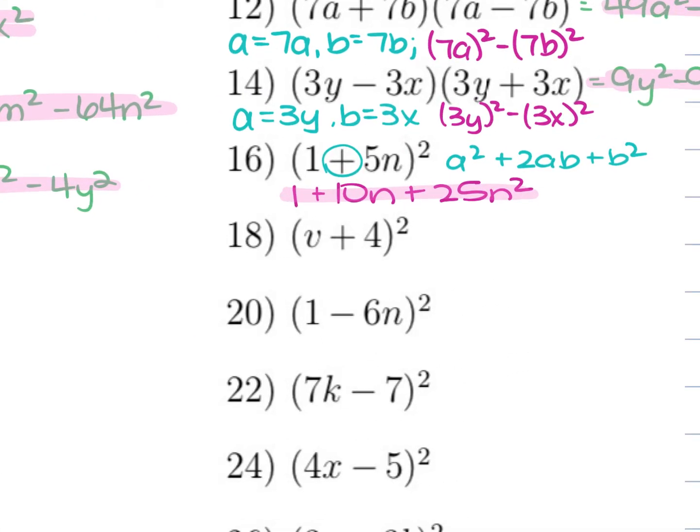For number 18, we have v plus 4 squared. So again, we're going to use that a squared plus 2 times a times b plus b squared and plug in our values. So if a is v, b is 4, we're going to do v squared plus 2 times v times 4 plus 4 squared. So this is going to give us v squared plus 8v plus 16.